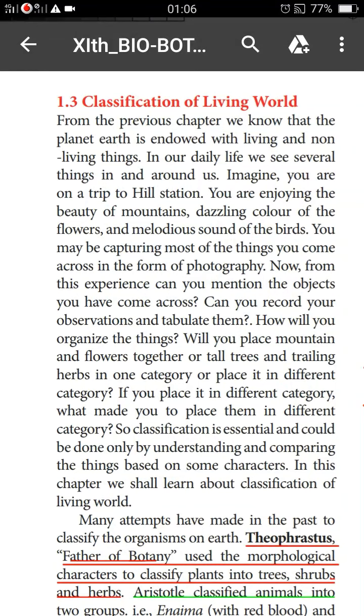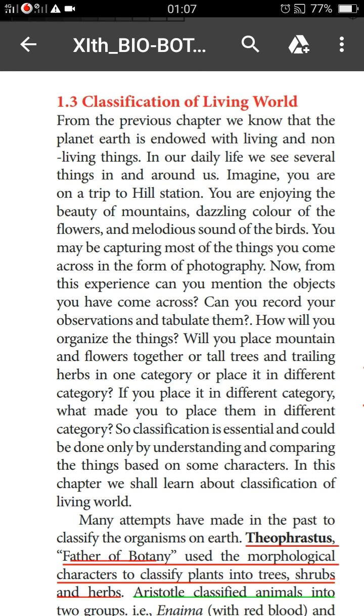In our first chapter in botany, that is the living world, till now we have studied about attributes of living world. Next, we studied in detail about virus. Today, we are going to study about classification of living world.